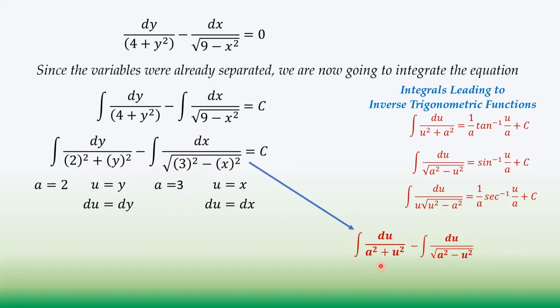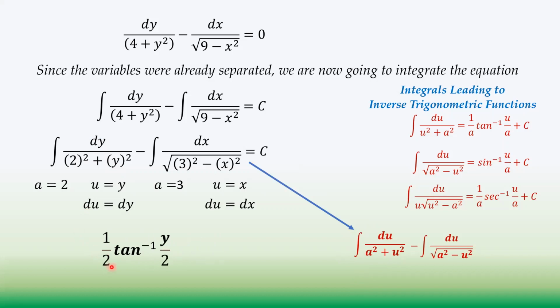Ito yun. So, ito yung pattern na yan sa number 1 na yun. 1 over a, arctangent of u over a plus c. Ito naman ay para dun sa pangalawa, arcsine of u over a plus c. Kaya ito, yung part na yan, magkakaroon tayo ng 1 over a.